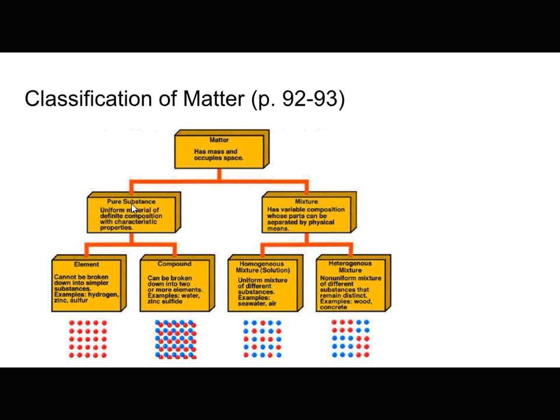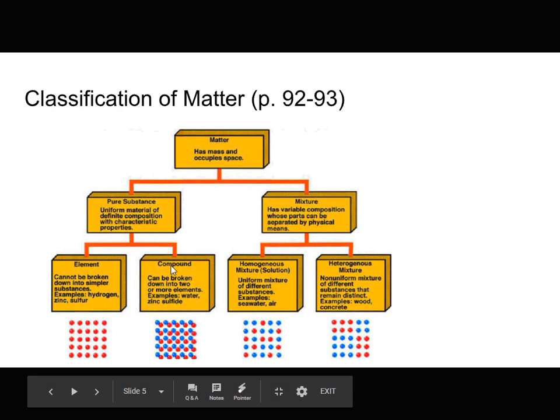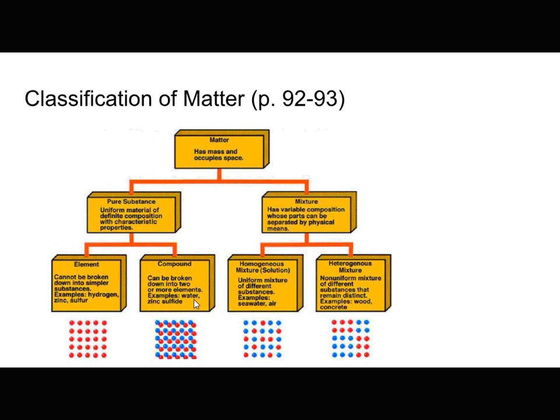There are 2 different types of pure substances. There is individual elements, like hydrogen gas, H2, zinc, Zn, sulfur, so elements. Compounds. Compounds can only be made one way. There's only one way to make water. It's H2O. Zinc sulfide is an ionic compound. So when there's only one way to do it, it's the same throughout every single time. It's a pure substance.